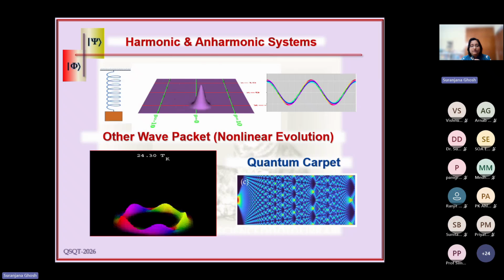And if you see the trajectory in xt space, you will see a very interesting, nice picture, which is known as the quantum carpet in the literature. It happens when the time is a rational fraction of T revival: the initial wave packet splits into mini wave packets, and that is called fractional revival.